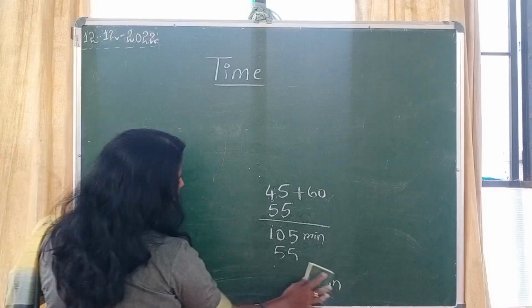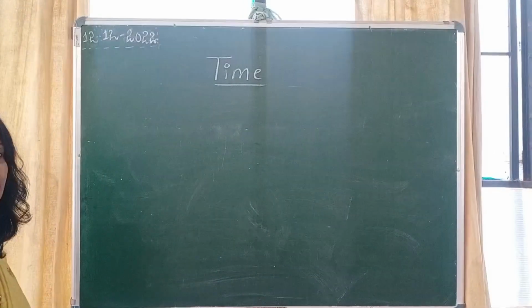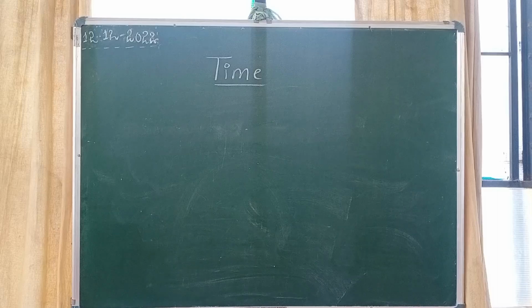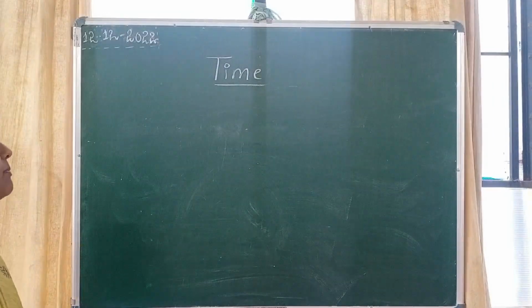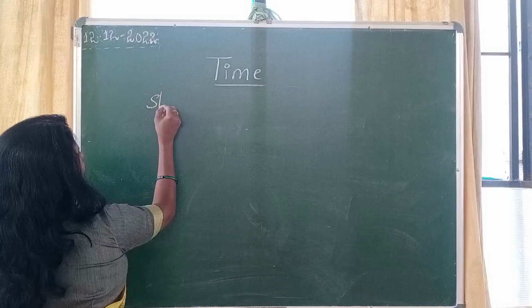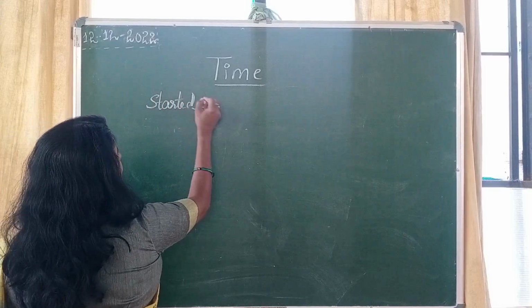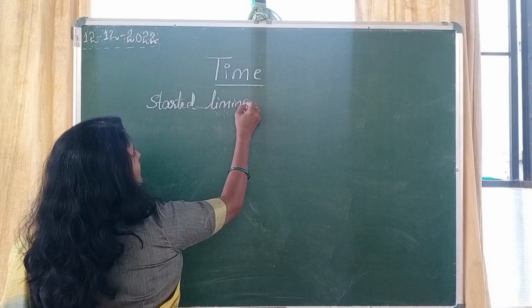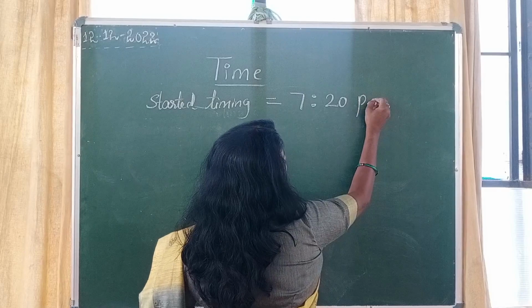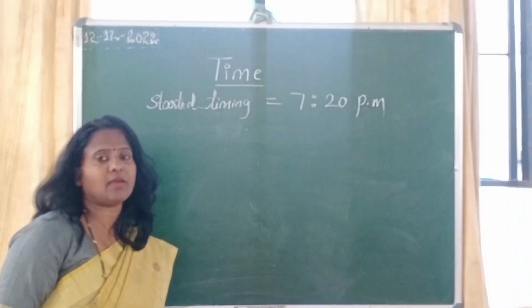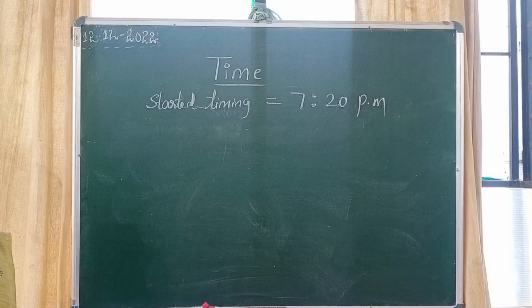How to find the starting time? For this, let me consider one example here. Rajan started writing a story at 7:20 p.m. His starting time is 7:20 p.m. in the evening. PM comes in the evening. He finished it after 2 hours 15 minutes. What was the time when he finished his story?